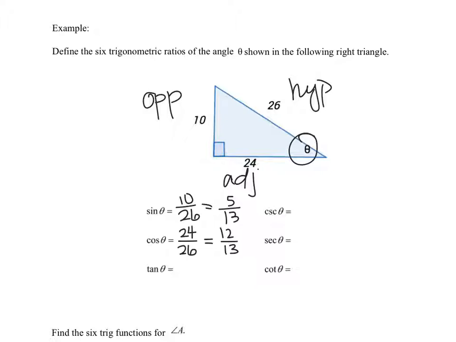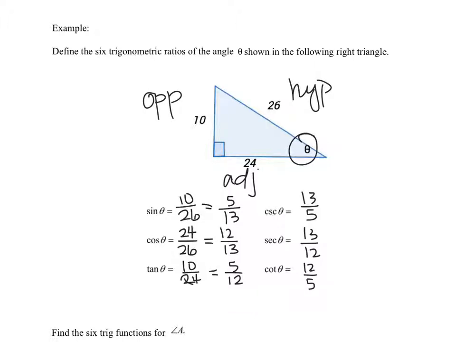And then tangent, which is opposite over adjacent, would be 10 over 24, which we can simplify as 5/12. And then to find cosecant, secant, and cotangent, we can just do the reciprocal for sine, cosine, and tangent. So cosecant is the reciprocal of sine, which means it's 13/5. Secant is the reciprocal of cosine, so it's going to be 13/12. And cotangent is the reciprocal of tangent, so it is 12/5.